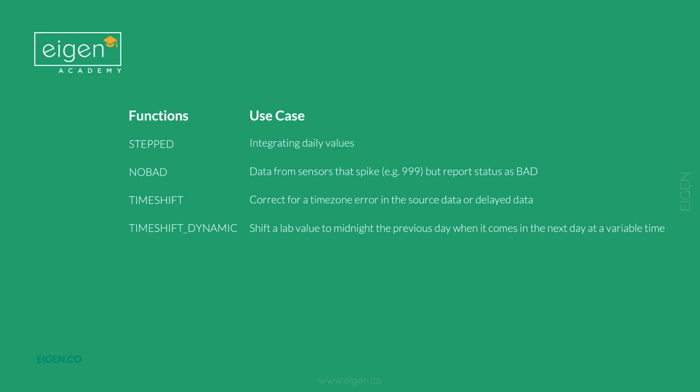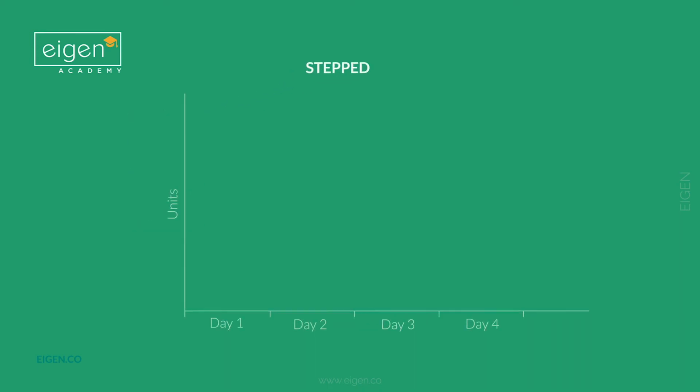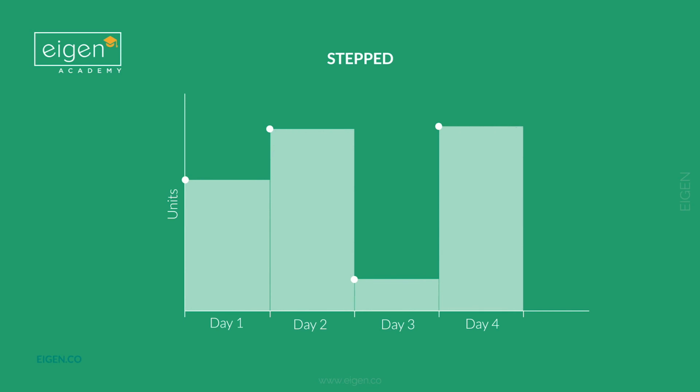So now let's look at these in detail. First of all, stepped. Let's say we have a forecast for the number of units that will be produced each day. And the series looks something like this. Now this could be days or months. We're going to just look at days for now. Now if we wanted to know the total number of units produced in this 4-day period, we would need to add them up like this. The value at midnight applies for the whole of the day.